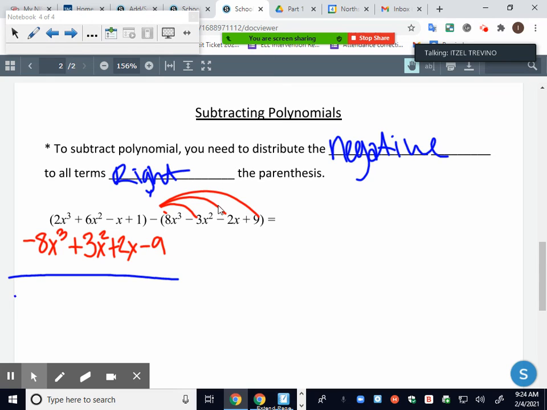2 minus 8, that gives me negative 6, and then my variable and my exponent stay the same. 6 plus 3 gives me 9. Negative x plus 2x gives me positive x, and 1 minus 9 gives me negative 8. So even though it says it's subtraction, there were some that we added because we had to. Okay? Because we had to.